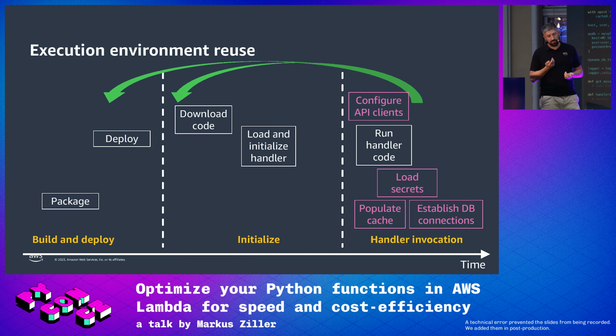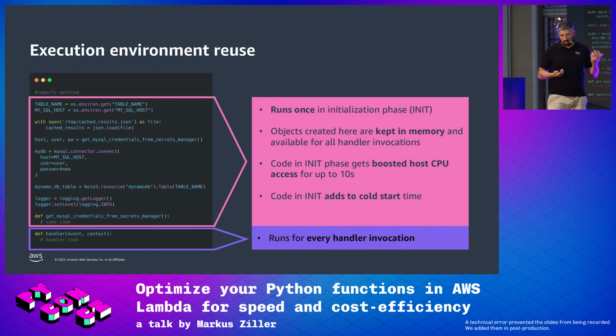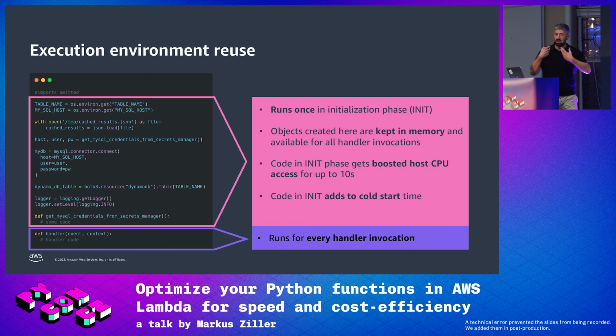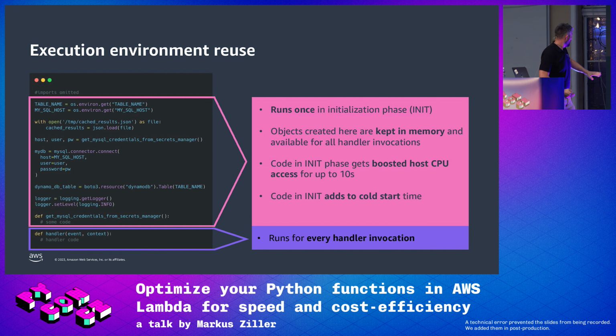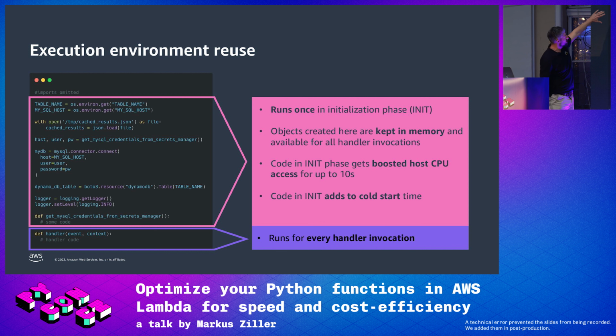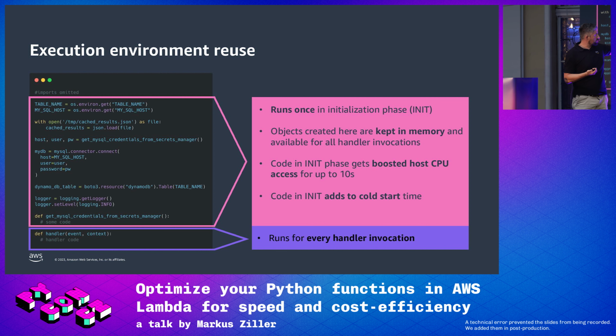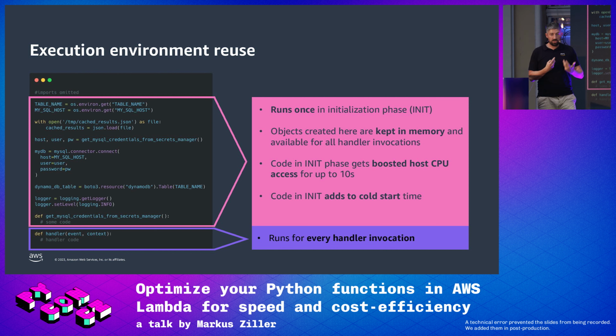And code that does this looks a bit like this. Here at the very bottom, that is the handler function. That is the code that is called for every invocation of your Lambda function. The rest is only called once. This runs once, as I said, and then the objects are kept in memory, and they are available for all further invocations within that execution environment.